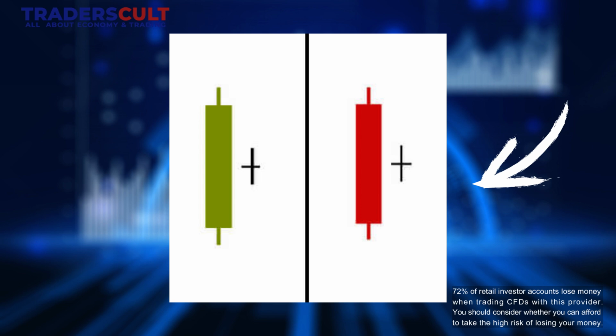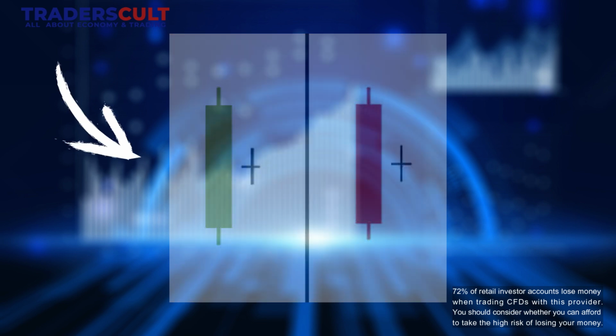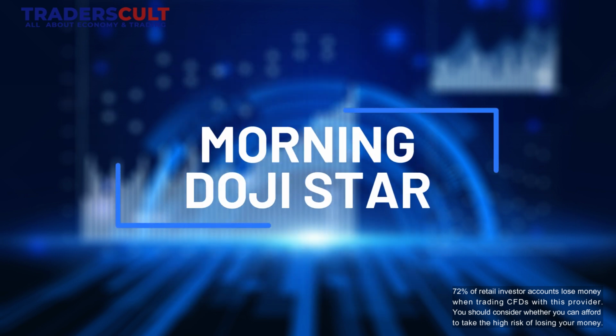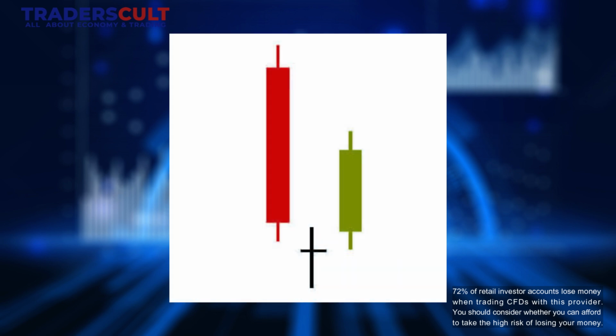Bearish harami cross. Bearish harami cross signals a possible reversal, consisting of a doji within the range of a long bullish candle. Bullish harami cross. Bullish harami cross, an inversion pattern, has a long bearish candle followed by a doji within the first candle's price range.